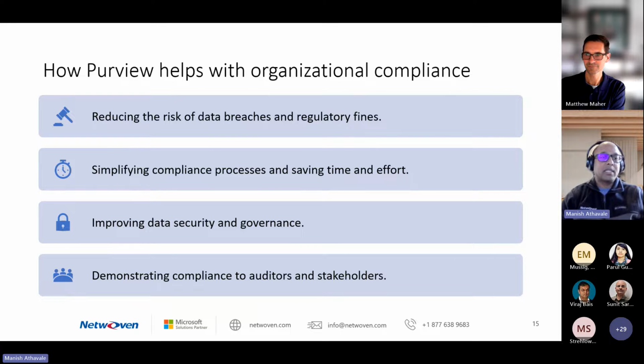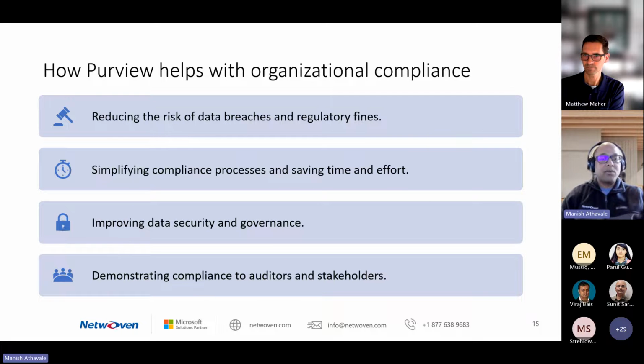And it also improves data security and governance. Purview offers a unified view of data across various sources, right? It can look at your OneDrive, SharePoint, your email, your Teams, and even third-party software, SaaS products. And then it can essentially build a uniform way of looking at all this data and ensuring that you are doing automated discovery, classification, and lineage tracking through the Purview governance portal. Then you are also demonstrating compliance to auditors, governors, and stakeholders.